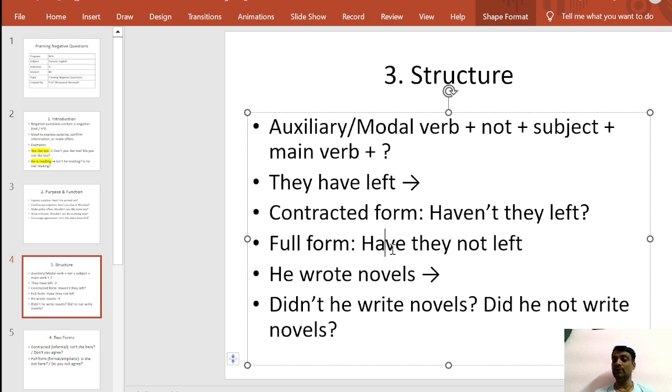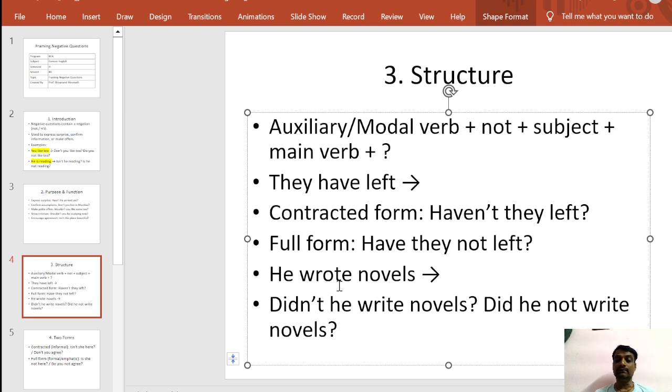Next, have they not left? When you make the elaborated form, don't use "not" before the subject. Sometimes people say "Have not they left?" Okay, "have not they left" is wrong. So "Have they not left?" is the proper version of framing negative questions, right?